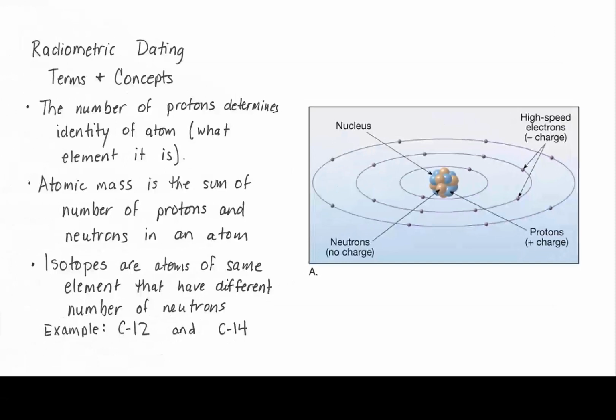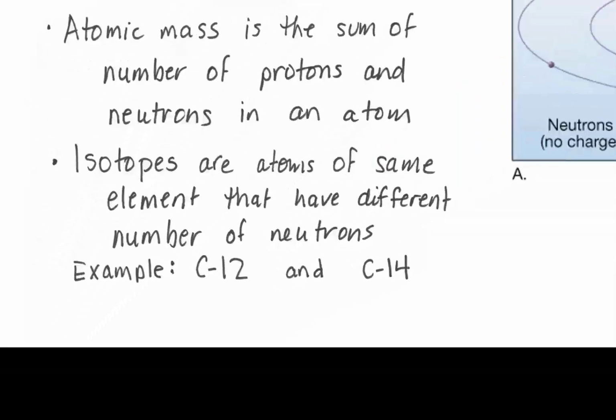Why is that? Because each neutron has a mass of 1 atomic mass unit and each proton has a mass of 1 atomic mass unit, and electrons don't weigh hardly anything, so they don't even count. You probably learned somewhere along the line that it's the number of protons in the nucleus that determines the identity of an atom. In other words, it determines what element the atom is. So every atom of a particular element has the exact same number of protons.